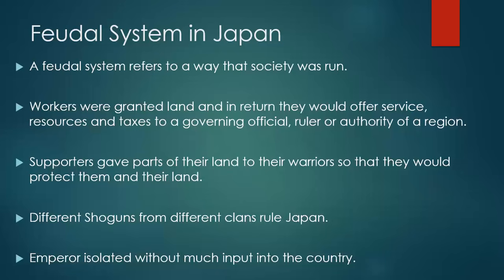Yoritomo strengthened this system by giving his supporters land. These supporters, in turn, gave parts of their land to their warriors so that they would protect them and their land. Over the next 700 years, this shogun government and system would rule Japan. During that time, the shogun rose to power. Different shoguns rose to power from different clans. Over this time, the emperor and his court remained in isolation and didn't have any real power over the people of Japan.